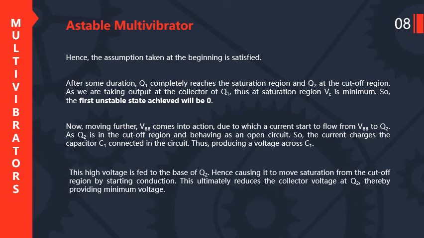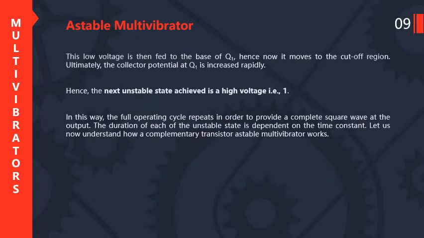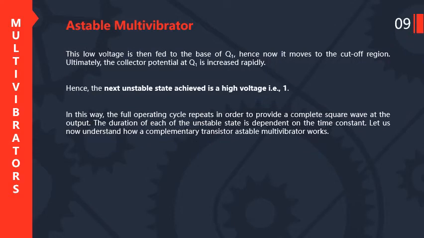This high voltage is fed to the base of Q2, hence causing it to move from the cutoff region to saturation by starting conduction. Thus, it ultimately reduces the collector voltage at Q2, thereby providing minimum voltage. This low voltage is then fed to the base of Q1, hence now it moves to the cutoff region. Ultimately, the collector potential at Q1 is increased rapidly. Hence, the next unstable state achieved is a high voltage, that is 1.